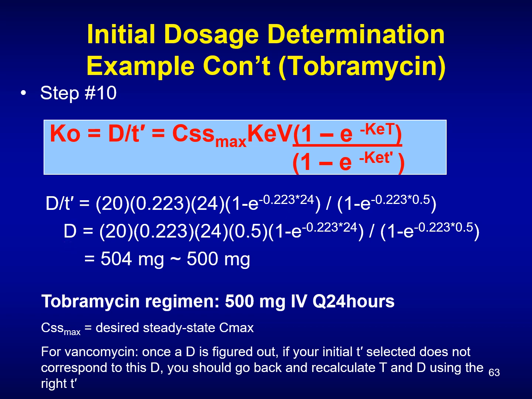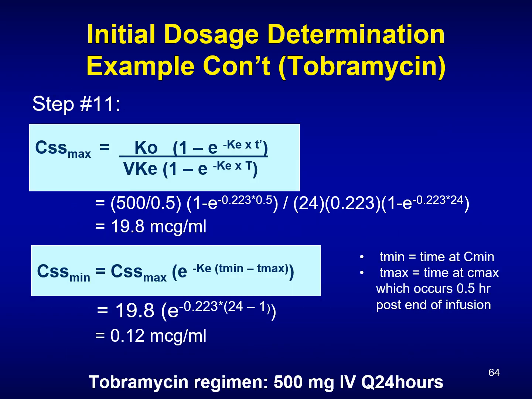So subsequently, to isolate for dose, we need to multiply this above equation by the infusion time, which is 0.5. So we come up with a dose of 504 milligrams, which we will round to 500 milligrams. So the rounded regimen for this patient is tobramycin 500 milligrams IV every 24 hours. And because we had done some rounding, we'd like to know what this rounded regimen will provide us in terms of Cmax and Cminimum. So step 11 is to plug all the numbers back in to come up with a predicted Cmax with this regimen, which in this case is 19.8, and Cminimum is 0.12.